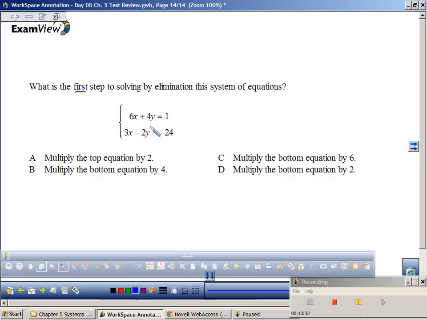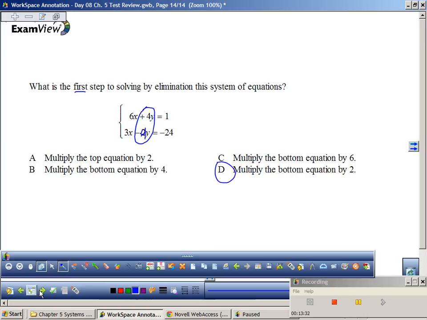Multiplying the bottom of the equation by 6. 3 times 6 is 18. 6 times 2 is 12. Does that work? Multiplying the bottom equation by 2. 3 times 2 is 6. 2 times 2 is 4. Then we would have opposite coefficients if this was 4. Therefore, D is the correct answer. Questions on that?